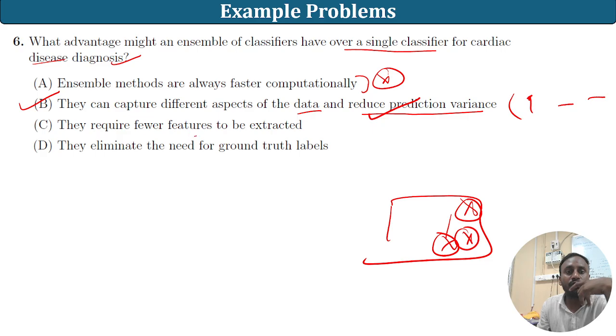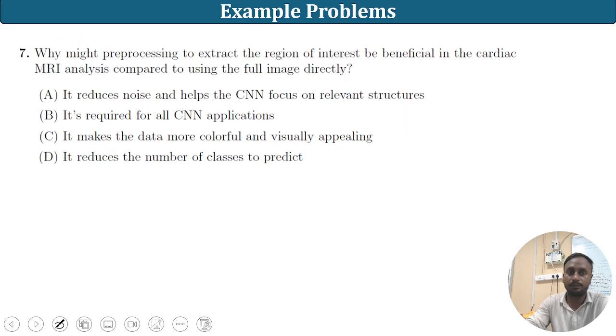They require fewer features to be extracted? No, if we take the full image, more features have to be taken. They eliminate the need for the ground truth label? No, we need the ground truth label and all. So this can't be. The first one, the second option, is correct.